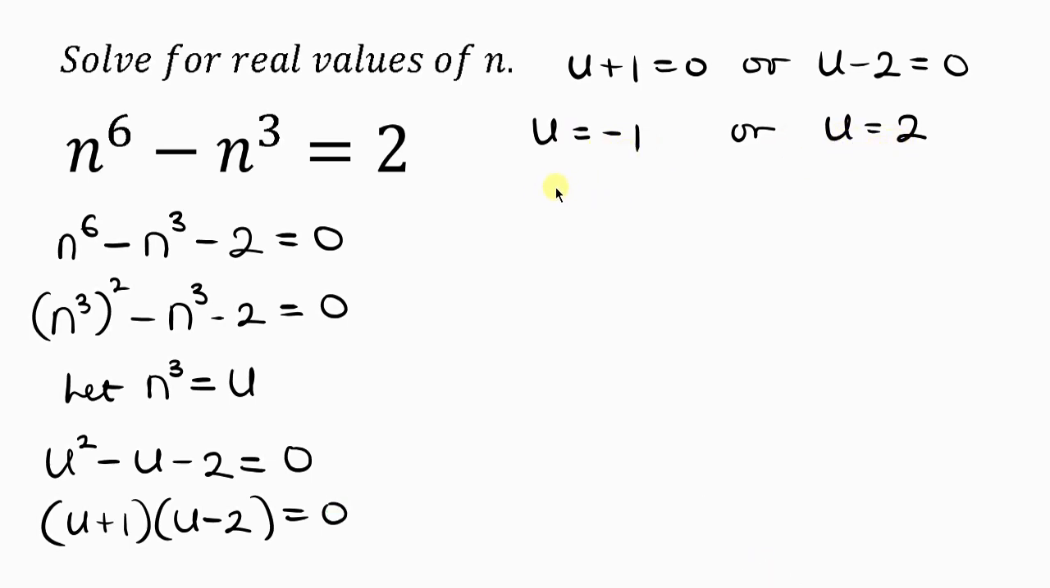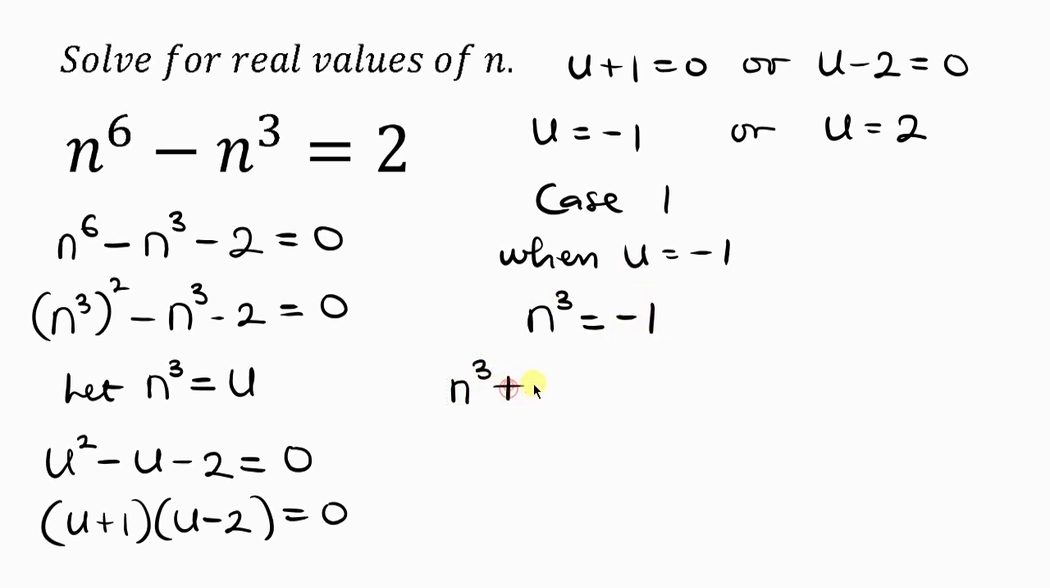So let's go with the first case. So let's say case 1. For case 1, that is when u is equal to negative 1. But remember that we said let n to the power 3 be equal to u. That means n to the power 3 equal to u. U for our first case is negative 1. So let's put it there, negative 1. So let's move this negative 1 to the left hand side so that we have n to the power 3. And as negative 1 crosses to the left, it becomes plus 1 equal to 0.